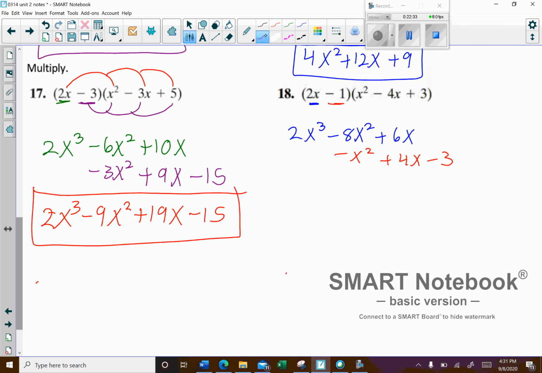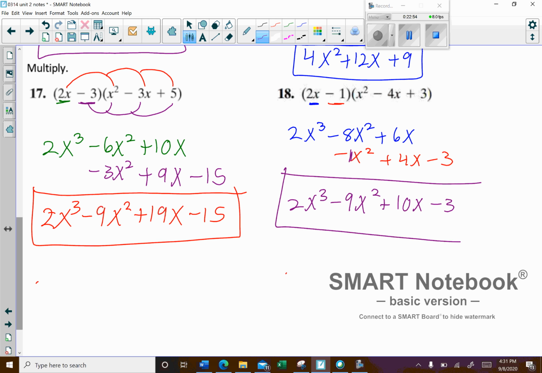Okay, and then, so right here, there's an understood 1 in front right there. So let's see, I have 2x to the third power. Then I have minus 8x squared minus 1x squared. So that'll combine together to be minus 9x squared. Plus 6x plus 4x, that'll be plus 10x. And then bring down the minus 3. And there we are. Okay, all right.